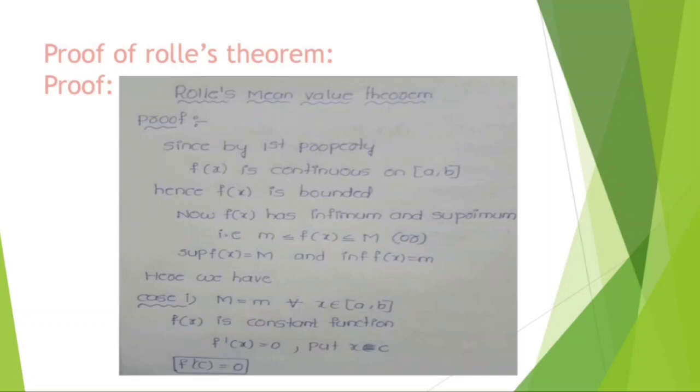Case 1: capital M equals small m, that means supremum equals infimum. Here f(x) is a constant function, and the derivative of a constant function is 0. f'(x) equals 0. In particular, at the point c, f'(c) becomes 0.